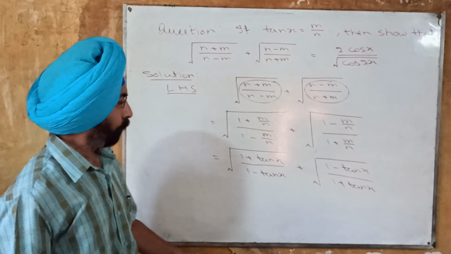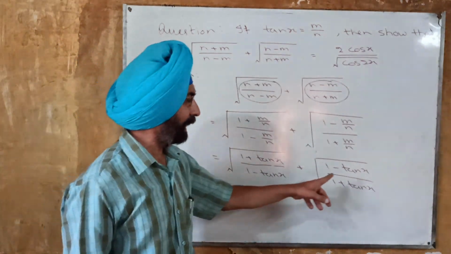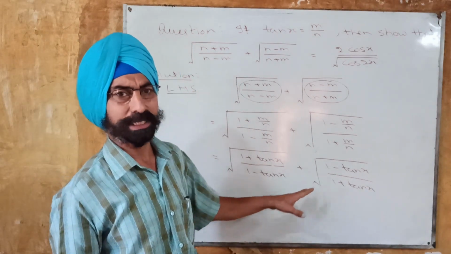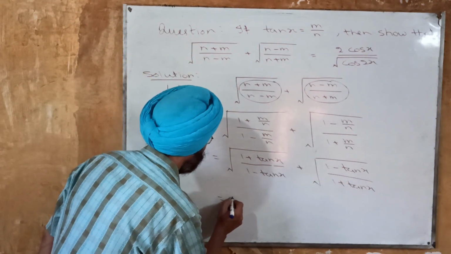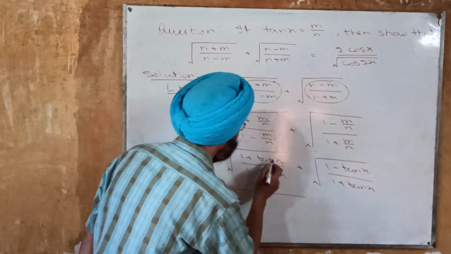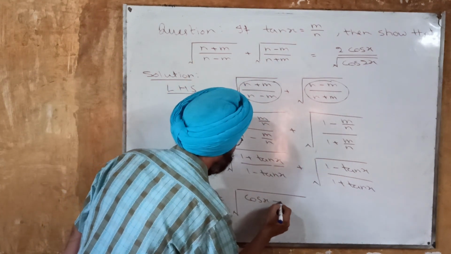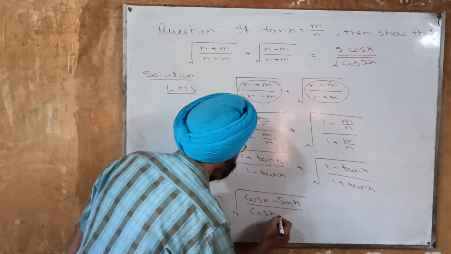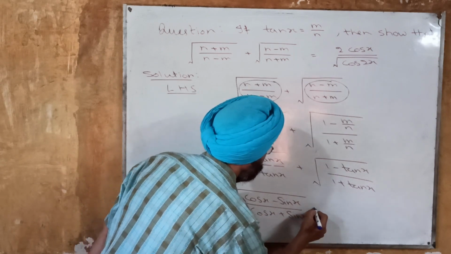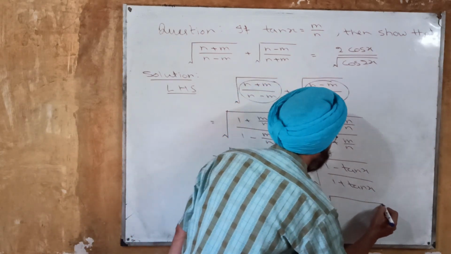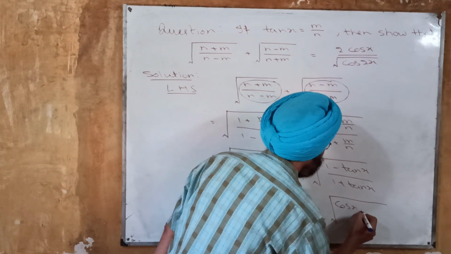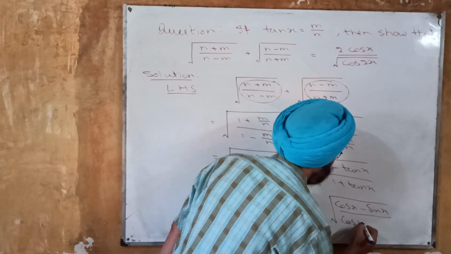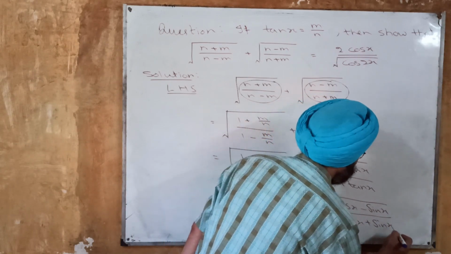Now, substitute the value of tan x at each of the place as sin x upon cos x. Take out LCM and a little bit simplification. You will get square root, this will become cos x plus sin x upon cos x minus sin x plus in the second expression you will have square root cos x minus sin x upon cos x plus sin x.